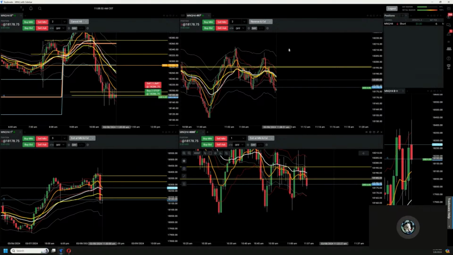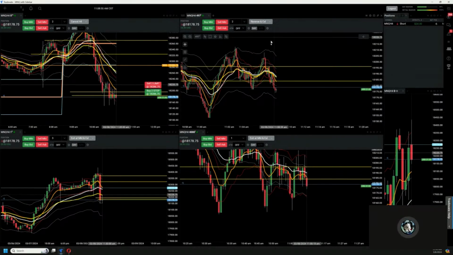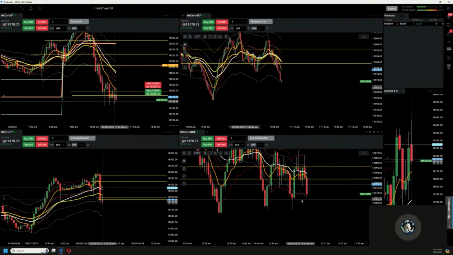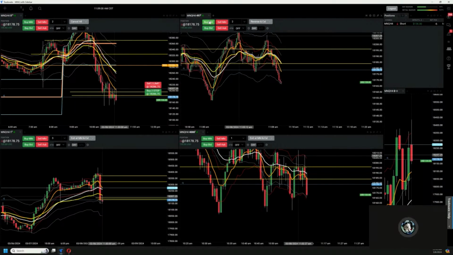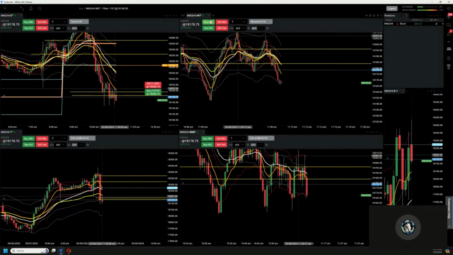And it looks like it's breaking that level. That's why I reversed. And then our next downside level, yeah. So I reversed just because it looked like it was going to break down. That was a quick decision on my part. I'm taking profit quick.